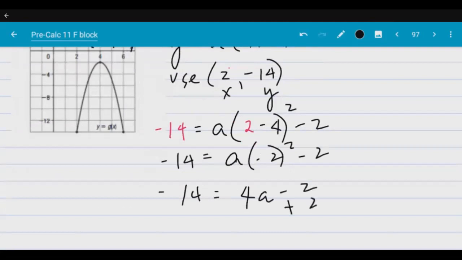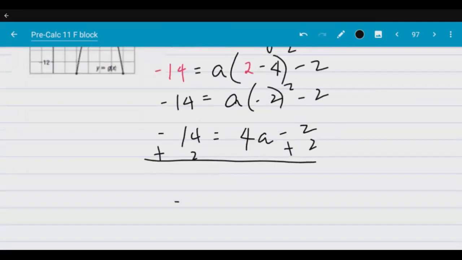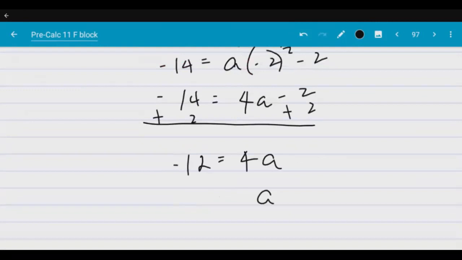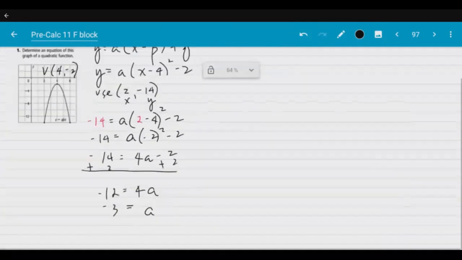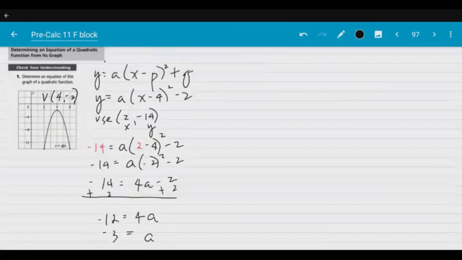Adding 2 to both sides, -12 would be equal to 4a, and a equals -3. So what do you know? I now have my vertex, which is this one, and I now have my a value, which is this one.